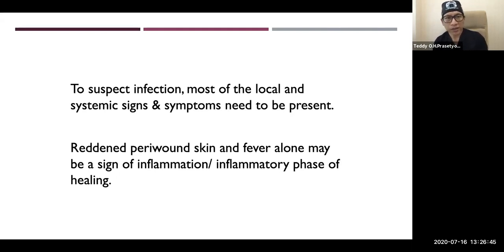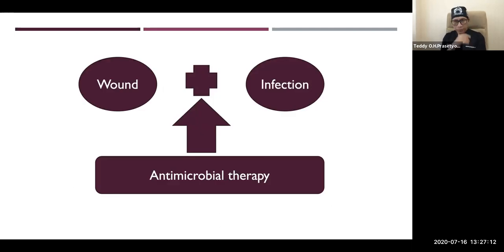An example with this, reddened peri-wound skin and fever alone may be a sign of inflammation rather than infection. So we need to critically assess the patient as a whole, whether this reddened peri-wound skin would fit into the criteria of infection. I'll show you examples later on. So when you deal with the wound and you manage to give your assessment of infection, that is the timing for you to give antimicrobial therapy.